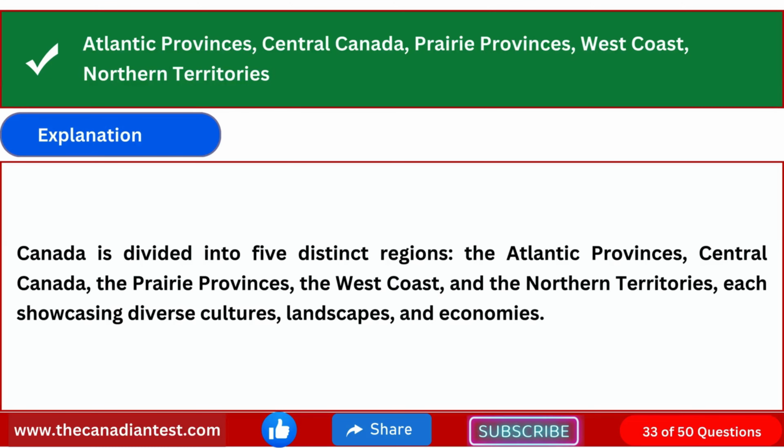The correct answer is Atlantic provinces, Central Canada, Prairie provinces, West Coast, Northern territories. Explanation: Canada is divided into 5 distinct regions: the Atlantic provinces, Central Canada, the Prairie provinces, the West Coast, and the Northern territories, each showcasing diverse cultures, landscapes, and economies.